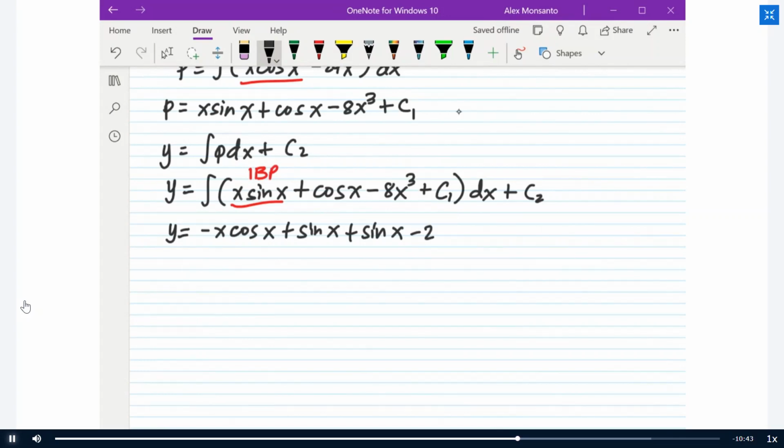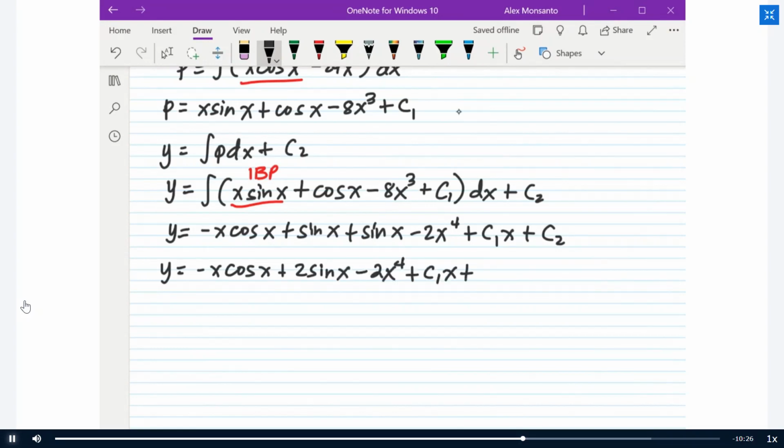Integral naman ng 8x cubed, magiging 2x raised to 4. Then, yung c1, magiging c sub 1x. Then, plus c sub 2. Medyo combine na lang natin yung mga kailangan combine. Ito na po ang magiging resulta. Okay, so this is for special case number 2.